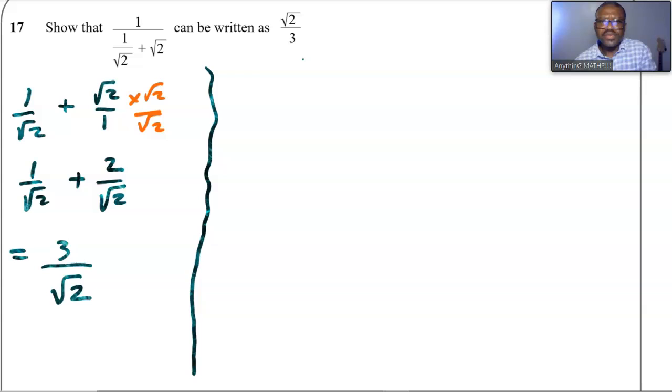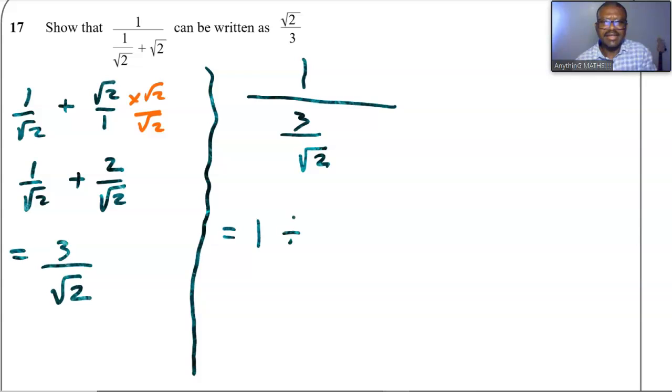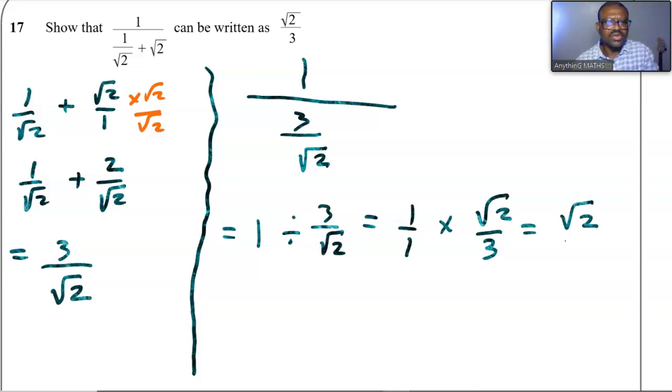Now, the whole thing can be written as 1 all over 3 over root 2, which is the same as 1 divided by 3 over root 2. And it's the same as 1 over 1, change and flip, isn't it? All over 3. Multiply the top, you're going to get root 2 all over 3. You got the answer. So please don't rush. Take your time so that you get the answers correct.